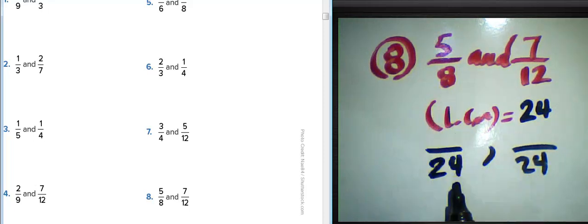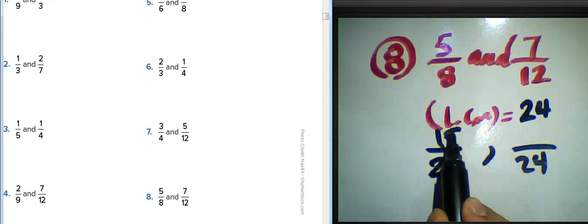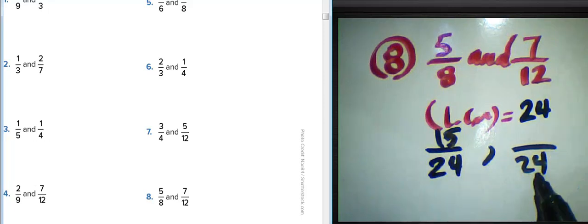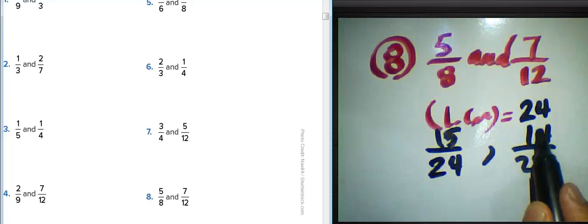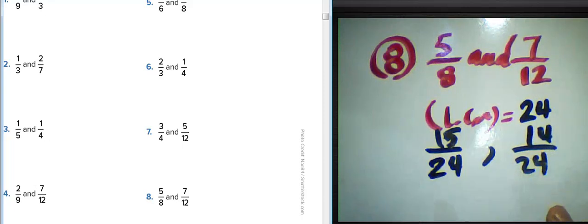3 times 8 equals 24, and 3 times 5 equals 15. Then the result will be 15 over 24. And here, 12 times 2 equals 24, and 2 times 7 equals 14. So we must change the two fractions to the denominator 24. The least common multiple between them equals 24.